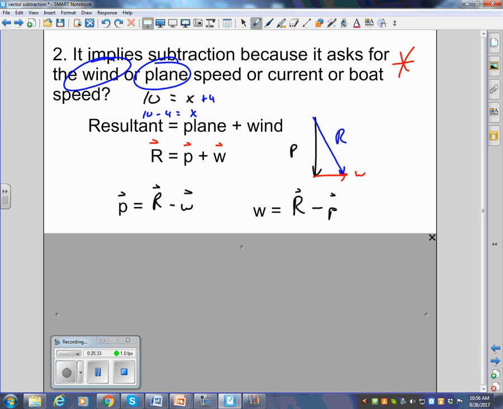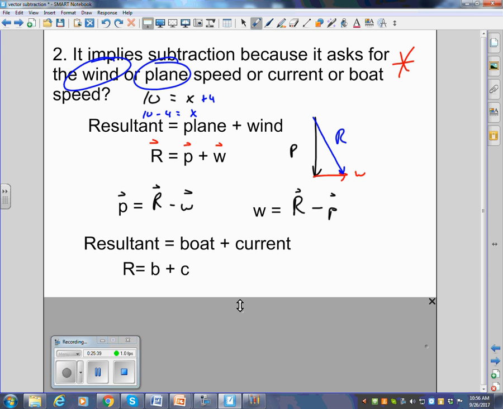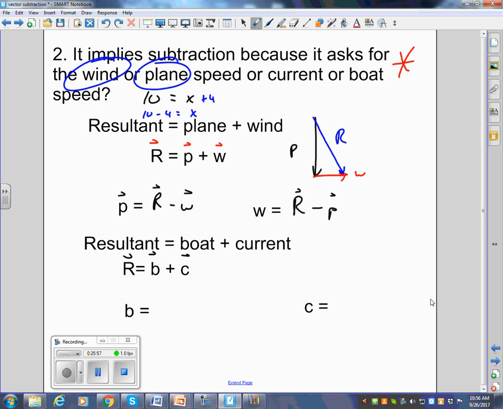Okay? The same is true for boats and rivers. The resultant is the boat plus the current. All vectors. What's going to be next under the little screen here? What am I going to ask you for? You probably have it on your page. I'm going to ask you for the boat and the current. So what's the vector formula here for boats? Resultant minus current. Well done, Jason. Resultant minus current. And the current is going to be resultant minus boat.